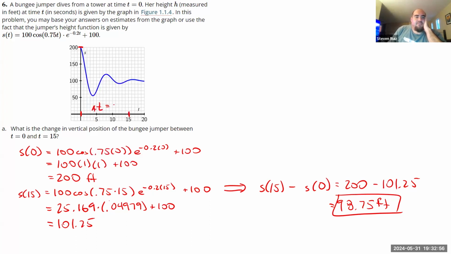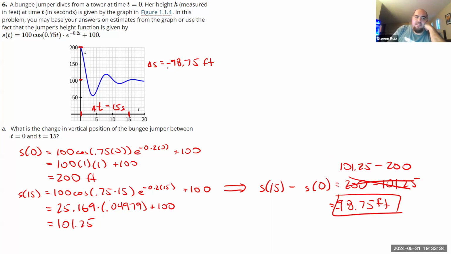What do we have here? Our delta t was equal to 15 seconds, and our delta s is equal to 98.75 feet. In fact, I did something wrong here. These are in reverse order. This should be 101.25 minus 200. So our change should be a negative number, which makes sense because we dropped in height. So that is that change.